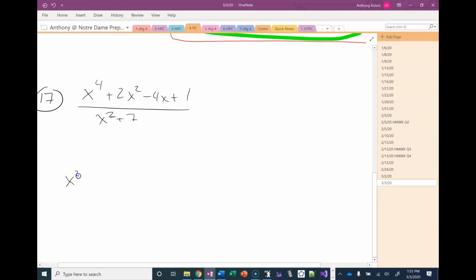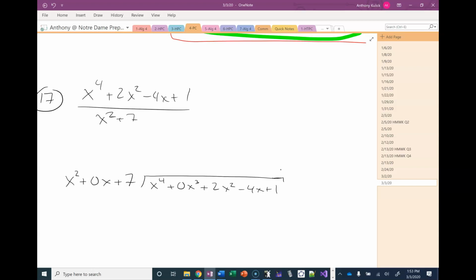So when I set up my long division, I'm going to include some zeros as placeholders everywhere I'm missing a term. I do that because it helps keep everything lined up a little nicer. So I included a 0 between the x squared and the 7, and a 0 between the x to the 4th and the 2x squared.